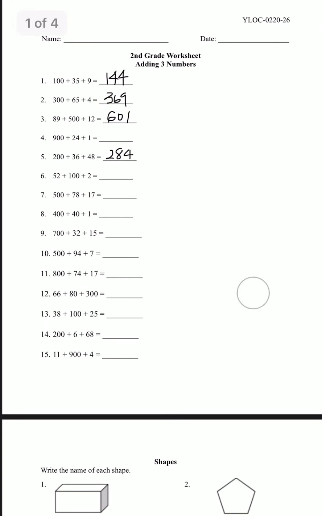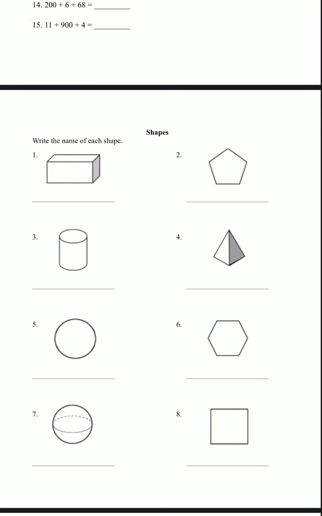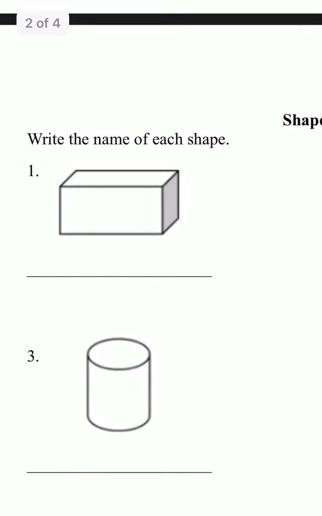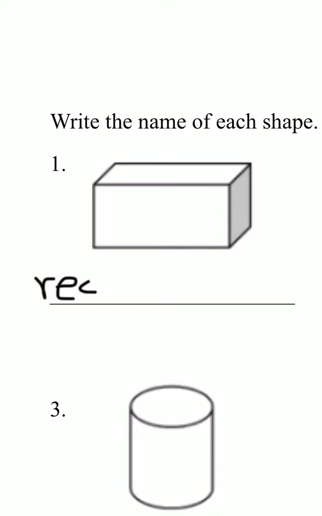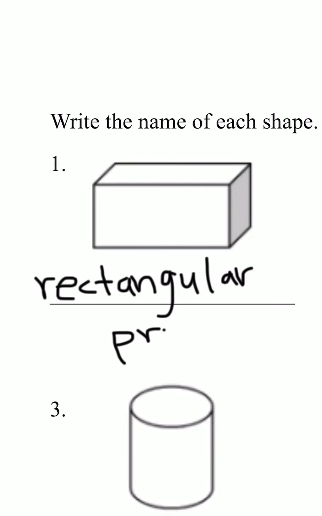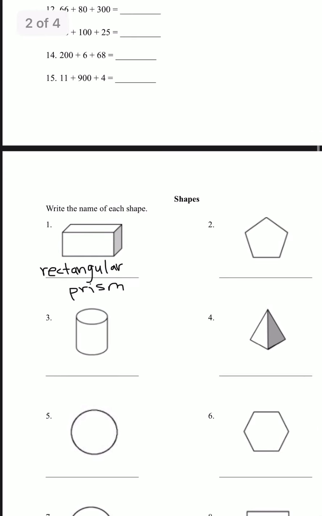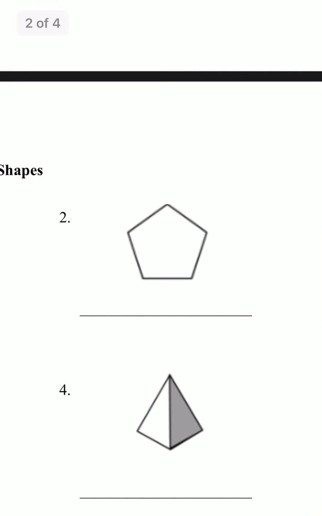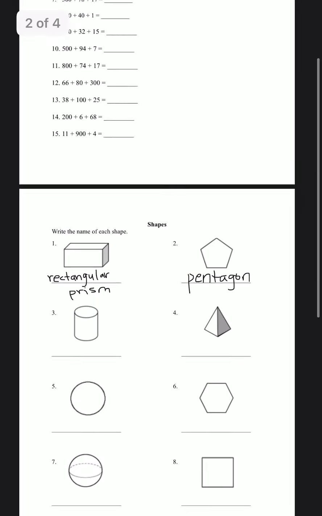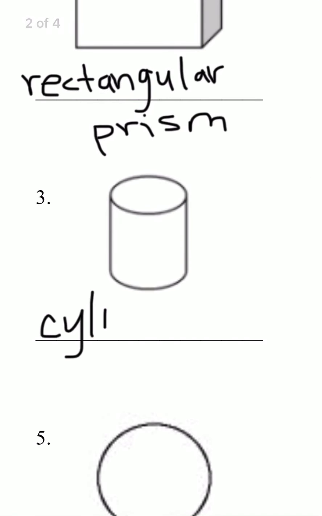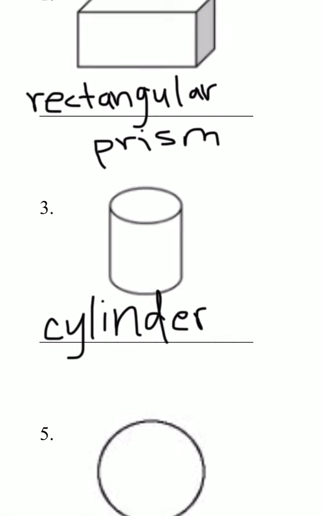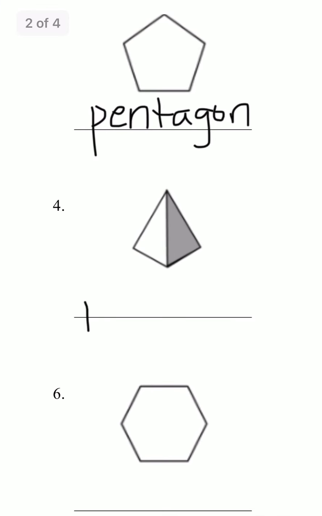Now let's move on to the next page. We have to write the name of each shape. Number 1 is called a rectangular prism. Number 2 is a pentagon. Number 3 is called a cylinder. And number 4 is a pyramid.